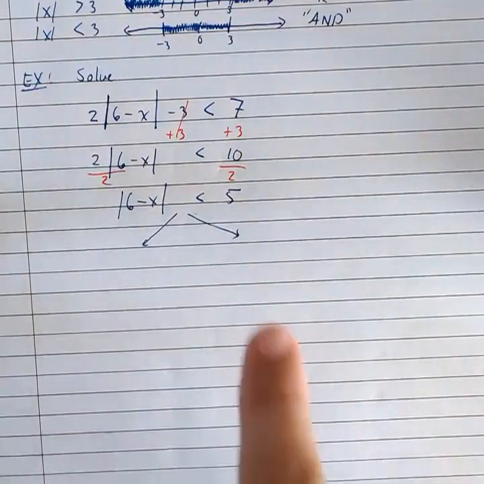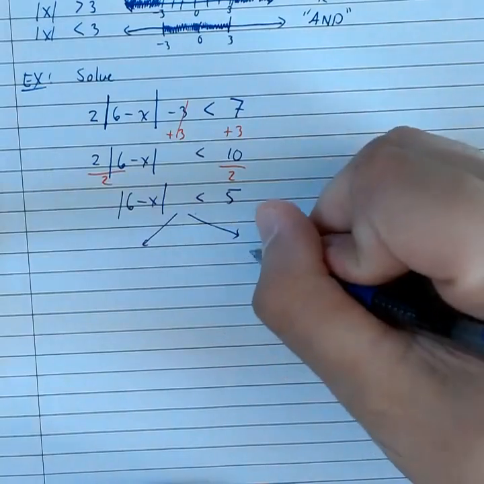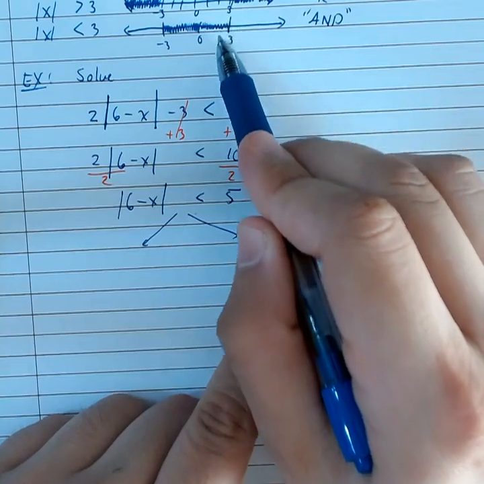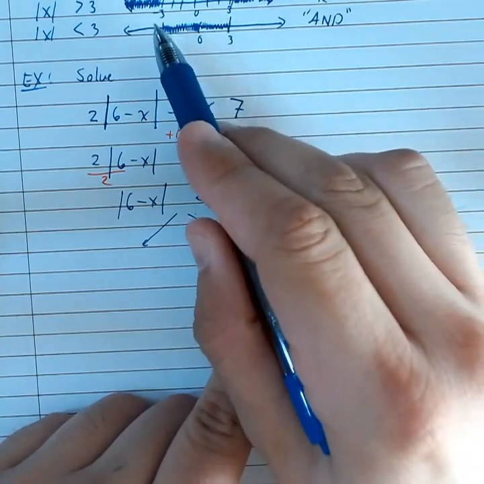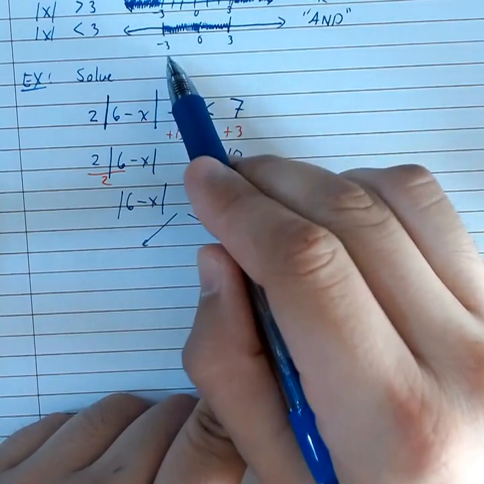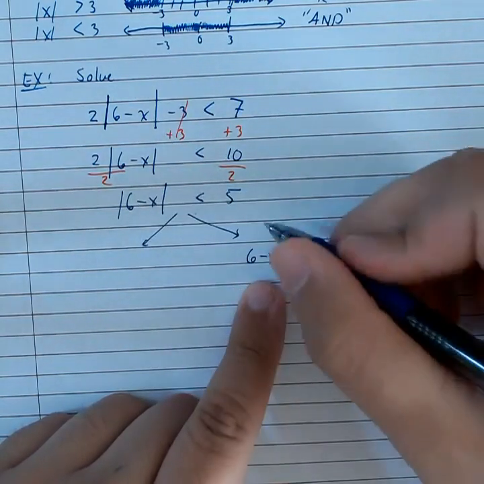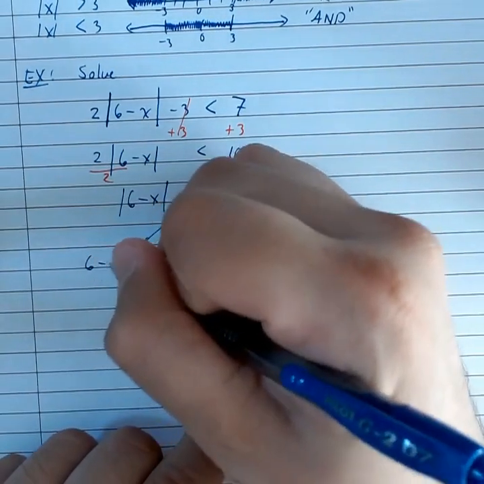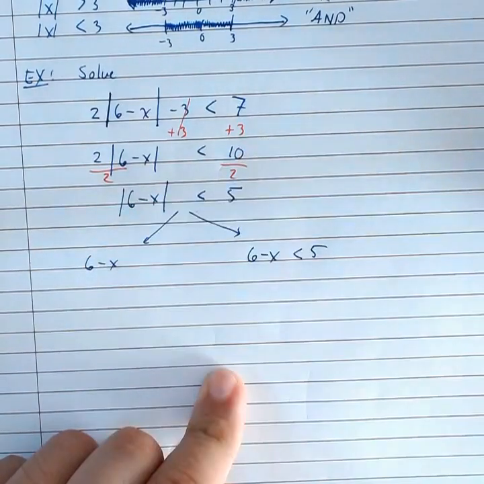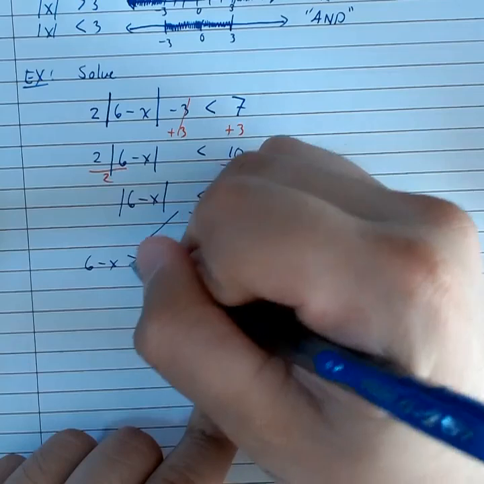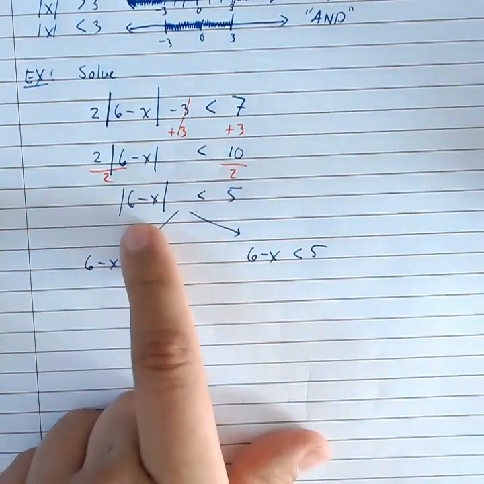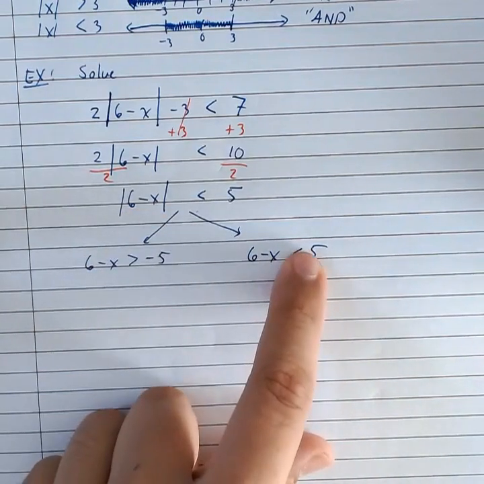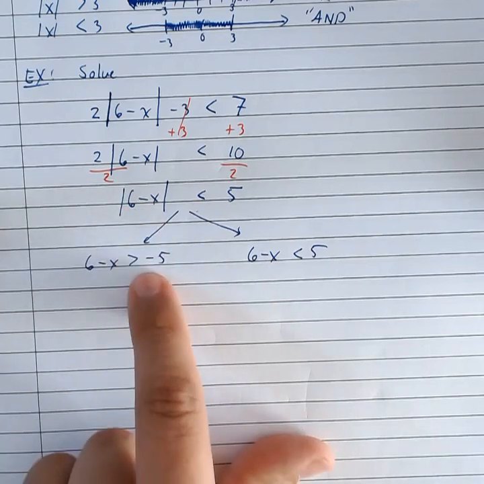Okay, so what's the correct way to split this? We're going to do it this way. We're going to say 6 minus x. Notice, we want everything to be less than this positive number. At the same time, we want everything to be greater than this negative number. So we're going to want this stuff here to be less than the positive version of this. But at the same time, we also want this stuff in the absolute value to be greater than the negative version of this. So if you have absolute value is less than 5, you want the stuff inside the absolute value to be less than 5 and greater than negative 5.